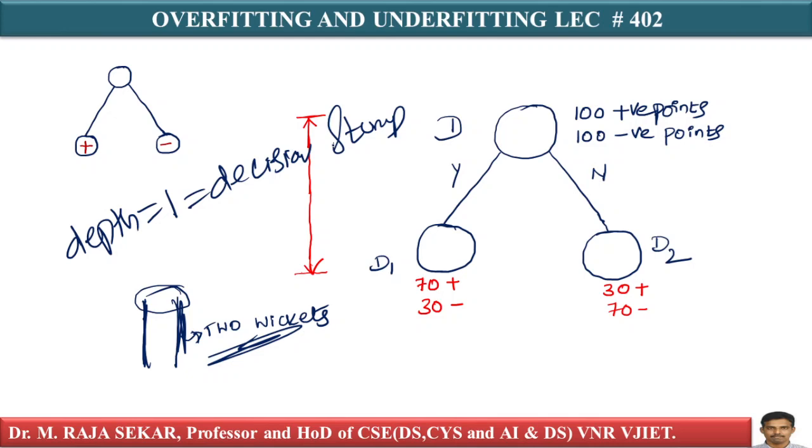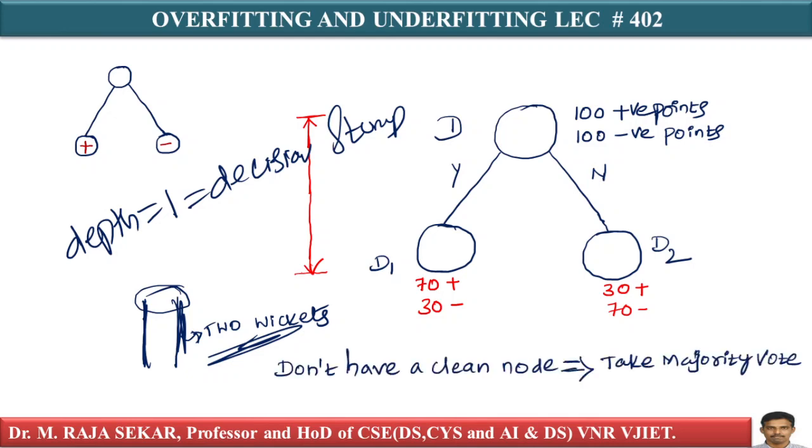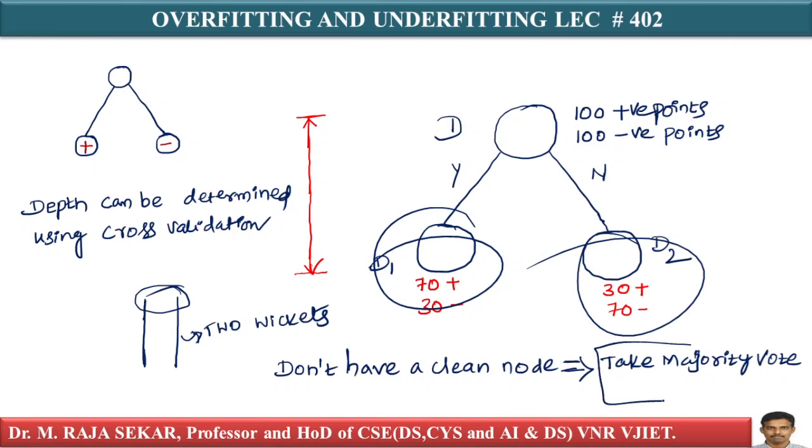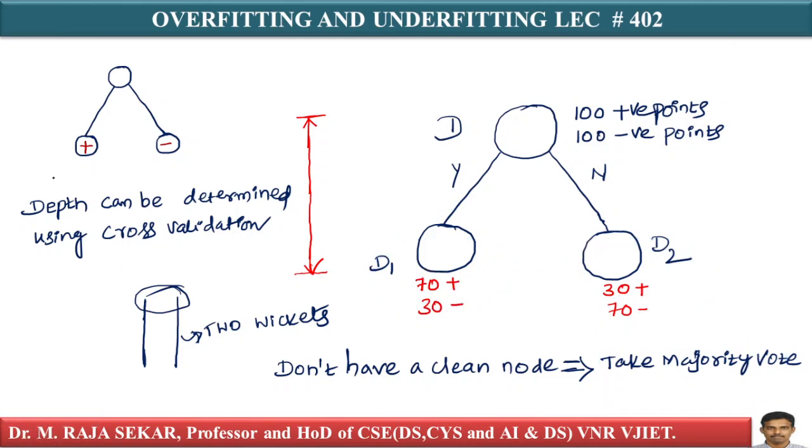If you look at it geometrically, what does it mean? How will you determine your depth? That's what I'm saying here. Just see, you don't have a clean node or pure node. In that case, you are taking the majority vote. Here the majority is 70, here the majority vote is positive, here the majority vote is negative, isn't it? How can I calculate depth? Depth can be calculated using cross validation, isn't it?